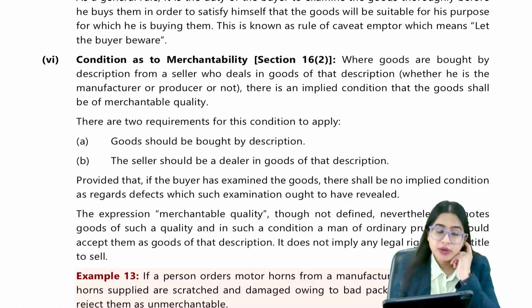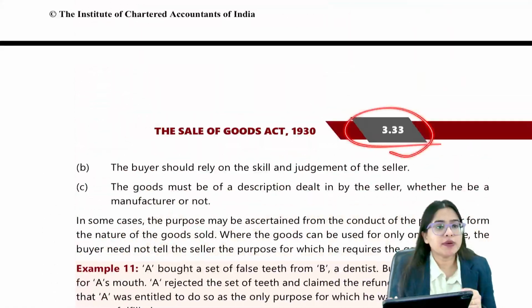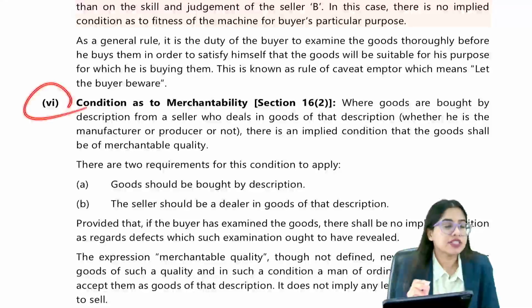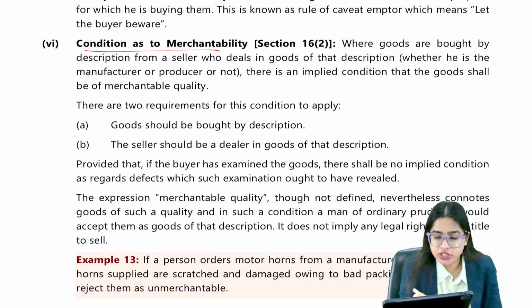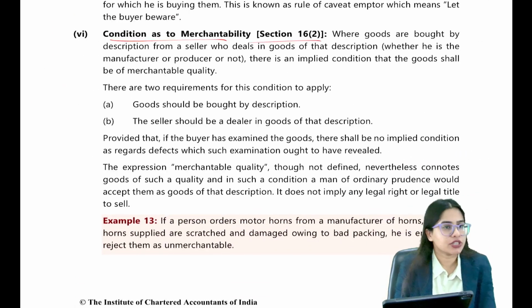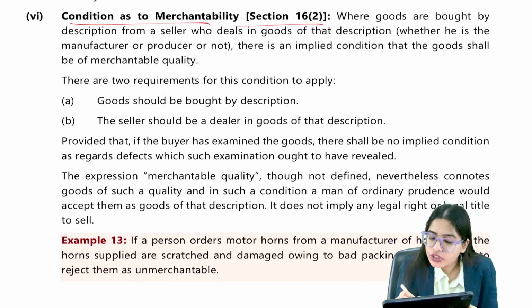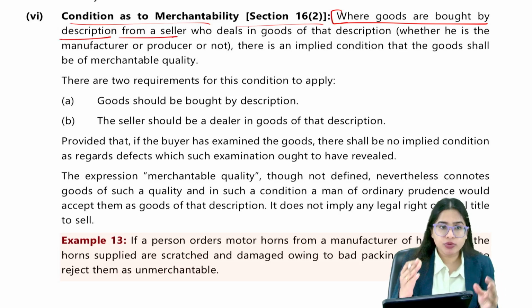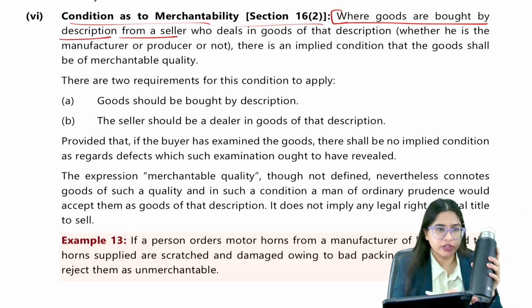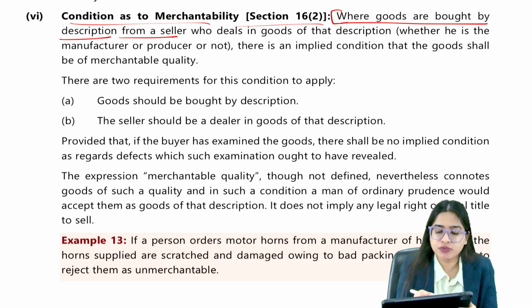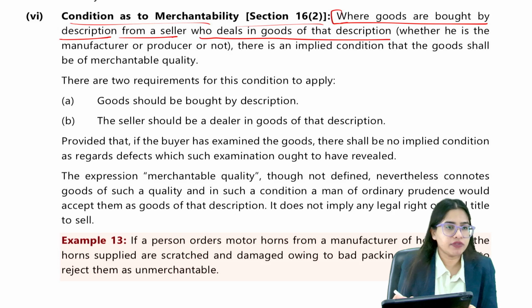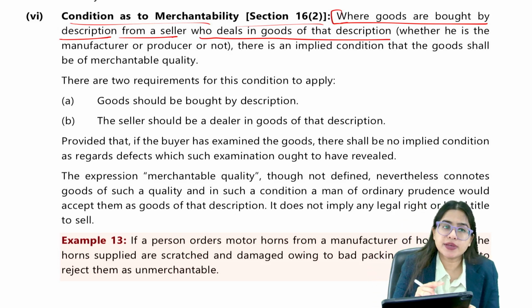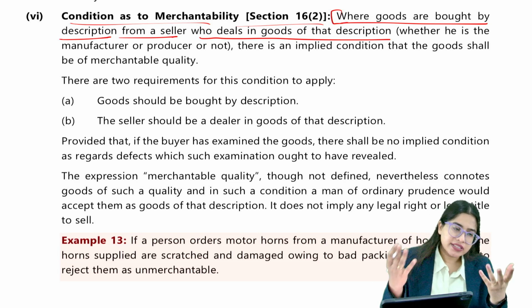Let's read it from the material. Please come to page number 333. This is condition number 6, condition as to merchantability. This is given in section 16 subsection 2. It says that where the goods are bought by description from the seller. If I am giving you a description that I need a bottle to hold water, the goods are bought by description from the seller who deals in the goods of that description. Who deals in the goods of that description means he sells bottles only.